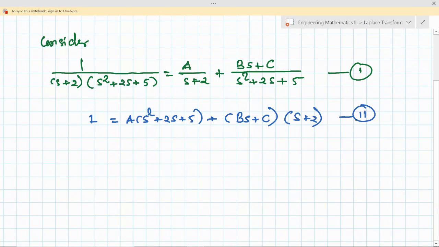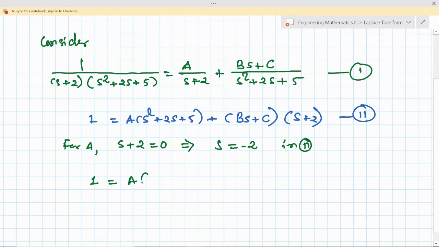Now first of all find a. For a, make bs plus c as 0. So s plus 2 equal to 0, that is nothing but s is equal to minus 2 in equation number 2. So put s equal to minus 2 in equation number 2. So 1 is equal to a into (minus 2 square, which is 4, plus 2 into minus 2, plus 5) and plus 0 here.